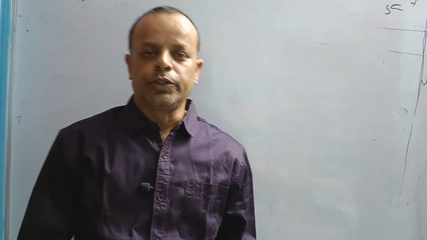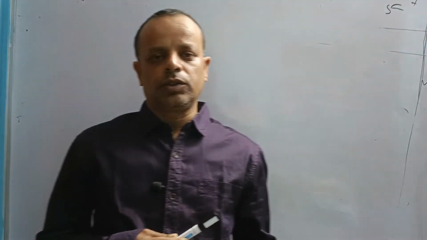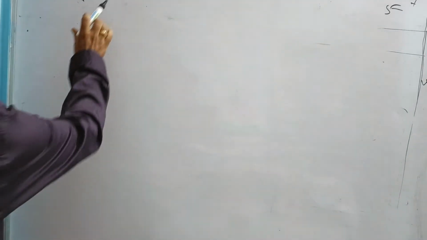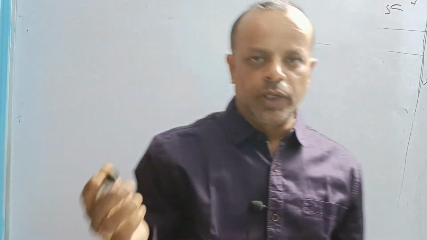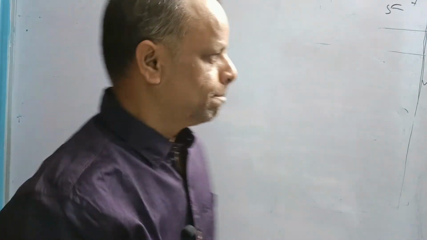Hello student, today we are going to start a new topic, that is collision. It is part of work, energy and power, and over here we will study what is collision and what are the different types. See, over here collision means what? There are two particles, they will collide with each other and there will be changes in the velocity.